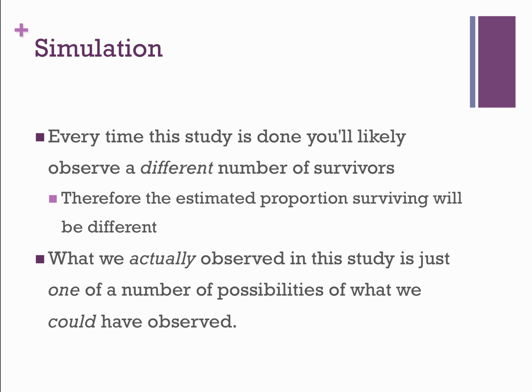Each time the study is done, we will see a different number of survivors. It's unlikely if we did this 1,000 times, we would always see 41 survivors. We could see 40, we could see 43, we could see 52, we could even see 11 survivors. Therefore, the estimated proportion of surviving is going to be different in each of our simulations. What we actually observed in this study is just one possibility out of a number of possibilities of what we could have observed.